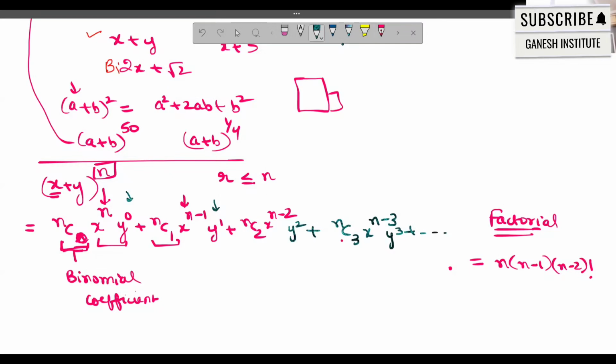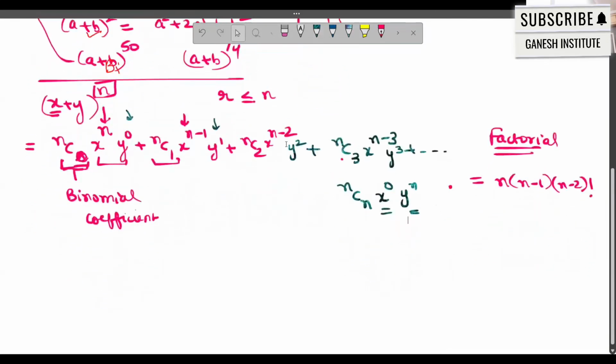The last will be nCn, x raised to power 0 and y raised to power n. Can you relate with it? This will be x raised to n minus 1, y raised to 1. Got it completely, and this will be having the highest power of y, right? That will be 1. Okay.